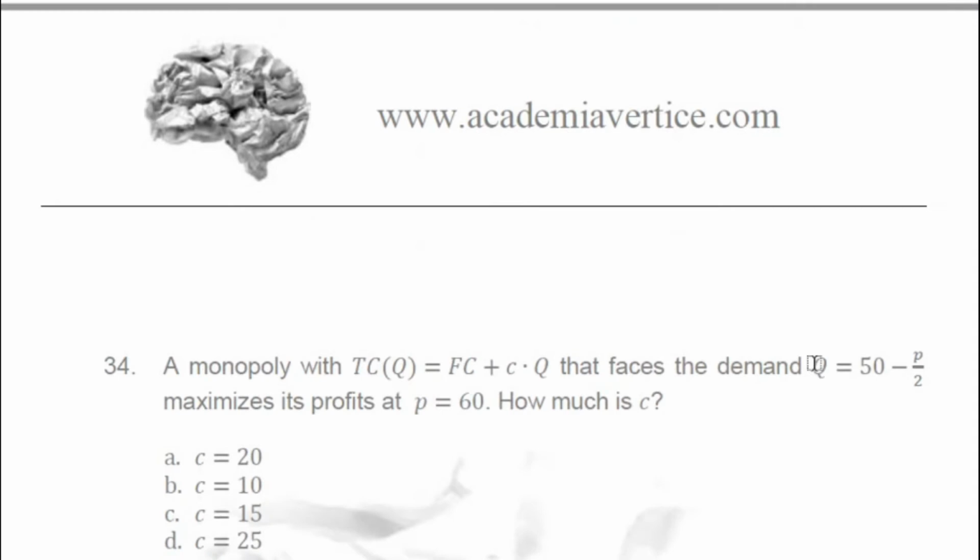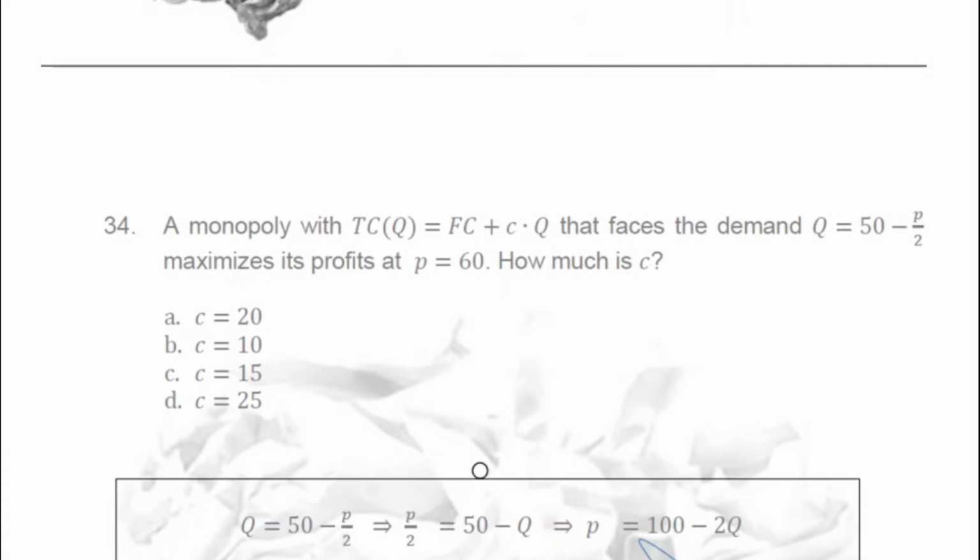Monopoly with a total cost equal to fixed cost plus CQ, so it's a linear total cost function, faces the demand Q equal to 50 minus P halves, and maximizes its profit at P equal to 60. How much is C? Well, it seems to be difficult, but this is very easy. In fact, I think that we have this type of questions in the first course in Principles of Micro. So we just do it the same as always, and the difference is that now we have C as an unknown and P is the data.